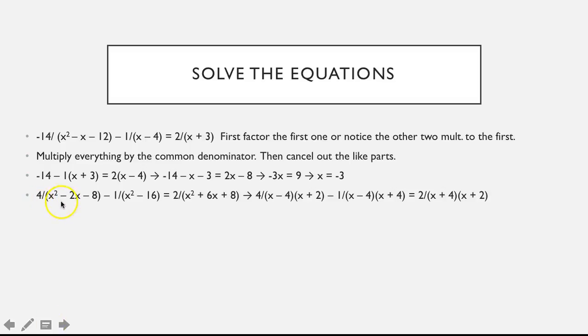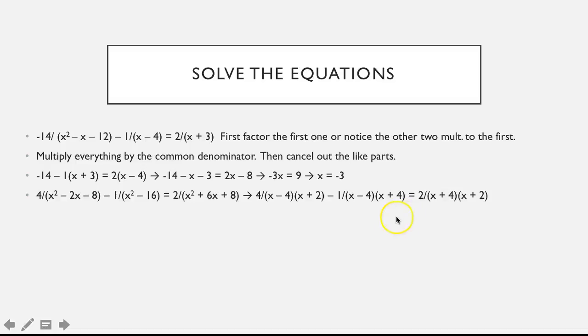Here you have 4 divided by x squared minus 2x minus 8, minus 1 over x squared minus 16, equals 2 times x squared plus 6x plus 8. You want to factor the denominators, so you get x minus 4 times x plus 2. This one's going to give you x minus 4 times x plus 4, and this one's going to give you x plus 4 times x plus 2.